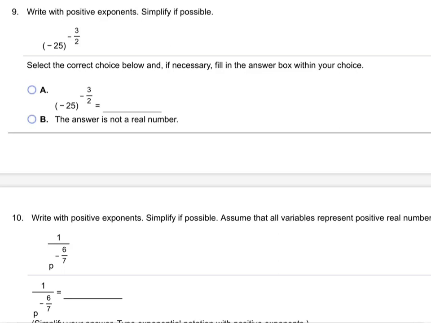Don't hit anything on your calculators. Don't write anything. I mean, you can write the problem down. Just think for a second about the rule I gave you. Look at that denominator and that power. Is that denominator even or odd? Even. So why am I making a big deal out of that? I don't know if you can all read it. It's negative 25 to the negative 3/2. This is even, and this is negative.